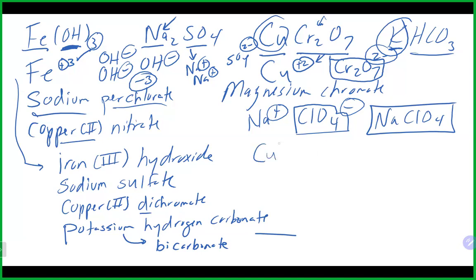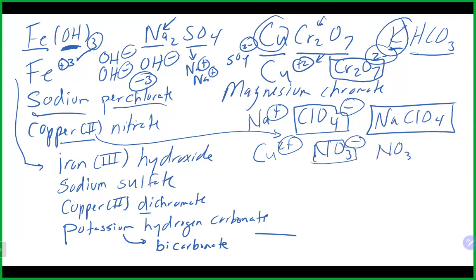That copper with a Roman numeral 2 means I do have a +2. Nitrate is NO3-. In this case, I have a +2 and a -1. So hopefully you can see you actually need 2 of those nitrates to balance it out, and that would give me Cu(NO3)2. Now that I have multiple polyatomic ions, I do need parentheses, and again, the number on the bottom there. Any questions on that one?